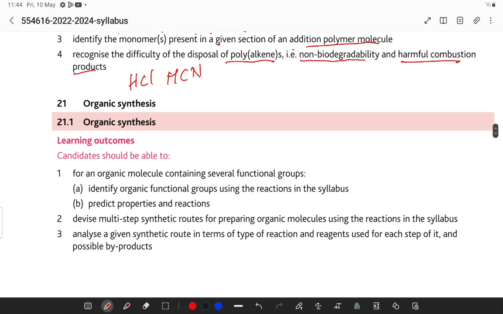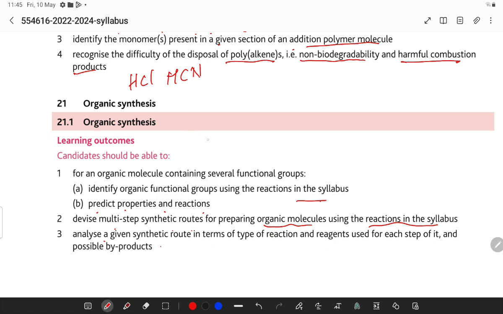Organic synthesis. You know that different routes of formation of different compounds should be known with the mechanism as well as with the reagents. Identify organic functional groups using the reactions in the syllabus. Predict properties and reactions. Devise multi-step synthetic routes for preparing organic molecules using the reactions in the syllabus. Analyze a given synthetic route in terms of type of reaction and reagent used for each.